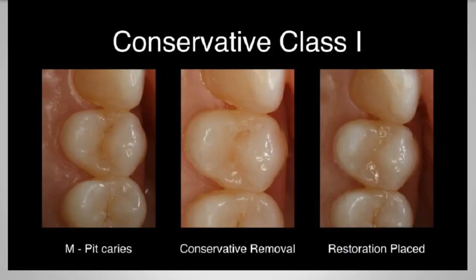A typical example of very conservative class 1 type restoration is a patient like this. In this patient's case, they presented with mesial caries on the upper first bicuspid. When I first looked at the tooth, like many of us, we said, well, is that stain or is that caries? Went ahead and did an ICDAS evaluation of it, so looked at it both wet and dry, determined that somewhere between a 2 and a 3.